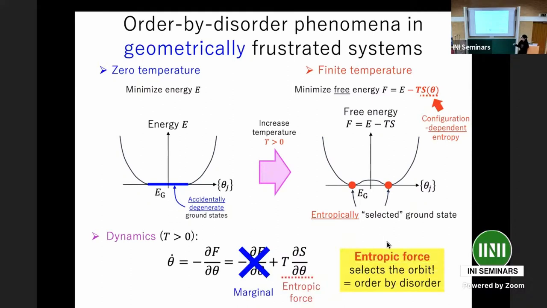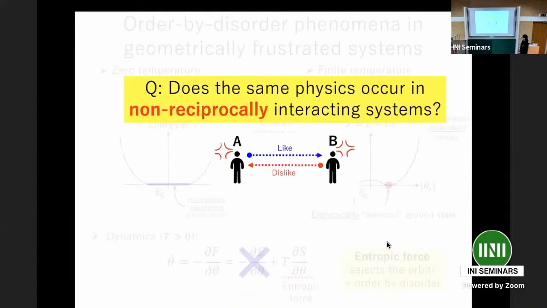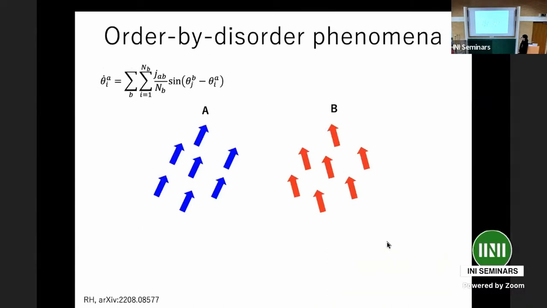So a generic feature here is that for a geometrically frustrated system, the entropic force is going to select the orbit, and that's the trigger of order by disorder. So my question is, does the same physics occur in non-reciprocally interacting systems? Of course, the answer is yes.